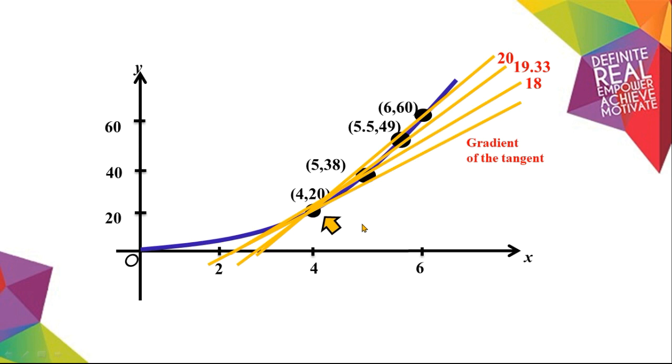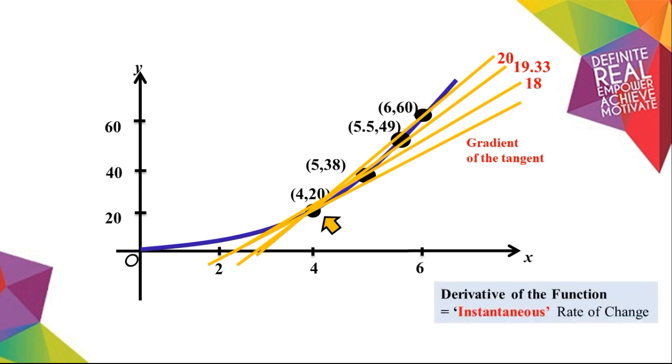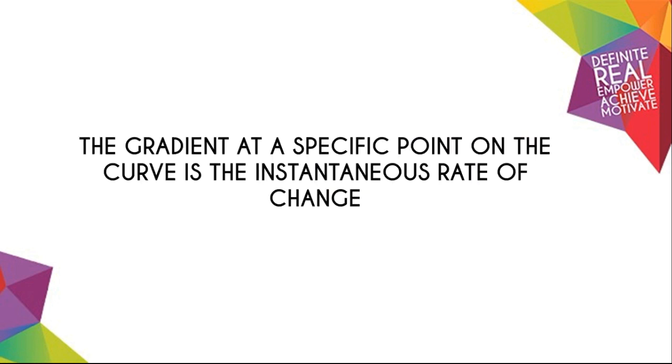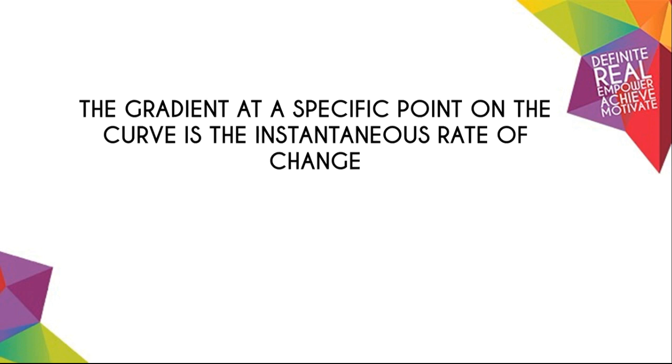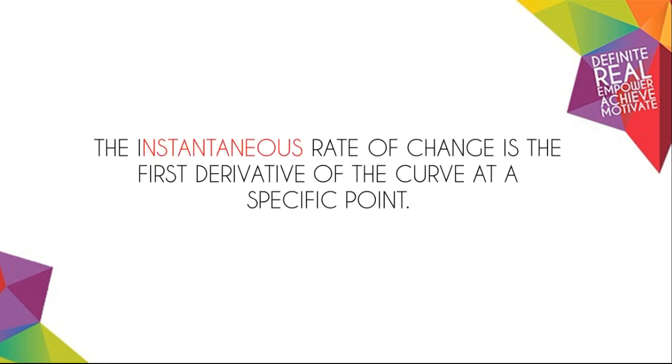Since we learned that the gradient of the tangent equals the derivative of the function, we can conclude that the derivative of the function is the instantaneous rate of change. The gradient at a specific point on the curve is the instantaneous rate of change. The instantaneous rate of change is the first derivative of the curve at a specific point.